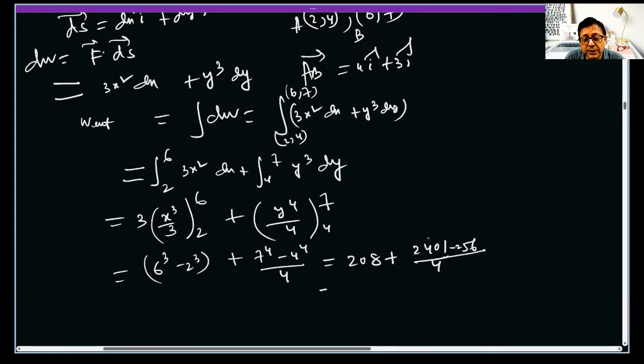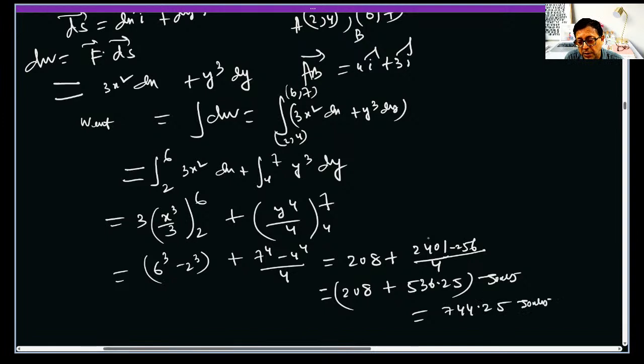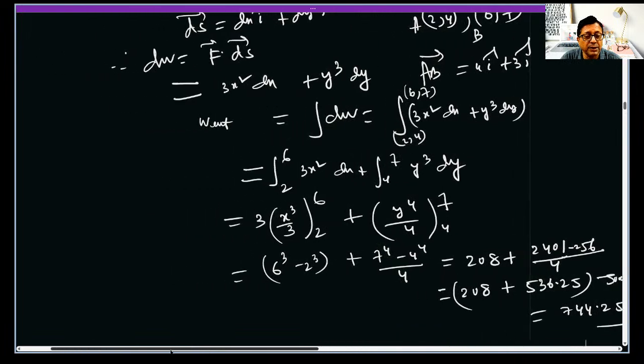So this is coming 208 plus 536.25 joules. So this is going to be 744.25 joules. Clear? Understood?